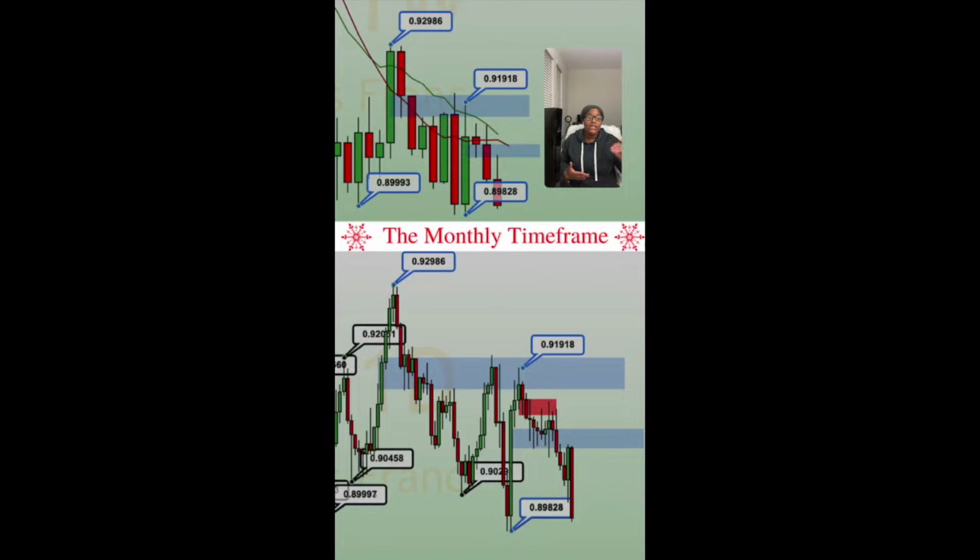Now, if the sellers had control, that means that price moved in a downtrend, which means that the exchange rates were decreasing, which means lower lows and lower highs were made. USD CAD, USD Swiss, and USD JPY, which are also major currency pairs, moved in a downtrend. This means that you guys should have been the sellers for the month of November. Now, remember what I asked you guys earlier? How did the currency pair that you traded or that you analyzed perform? That is how you know what happened. That's how you answer number one.